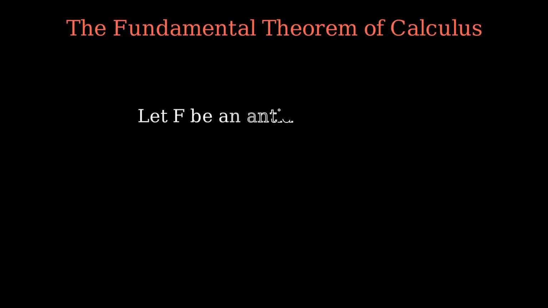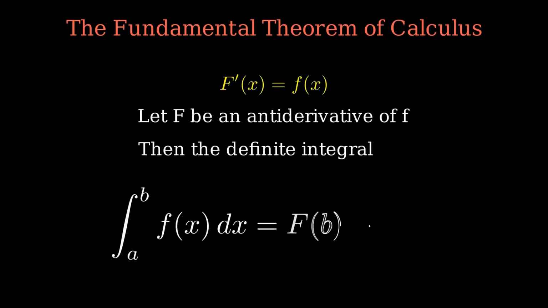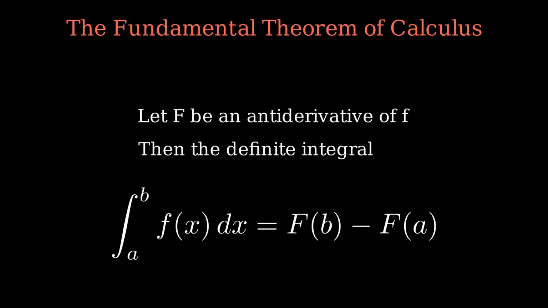Let F be an antiderivative of f, meaning that the derivative of F is equal to f. Then the definite integral of f from a to b is equal to F of b minus F of a. In other words, to find the area under the curve, you just need to do two things. First, find an antiderivative of f. And second, subtract its value at a from its value at b.